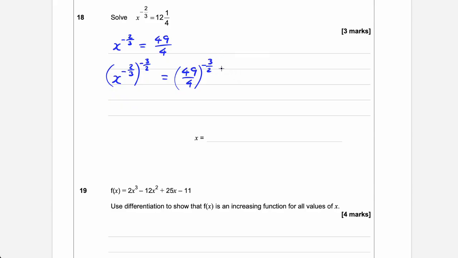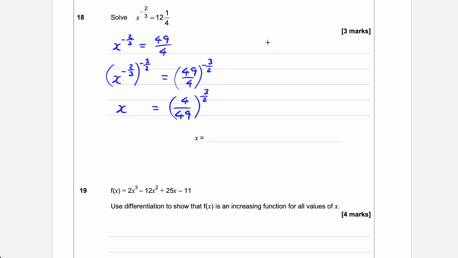Then I have to deal with the negative power here. So the left is x, and this is going to be a negative power, so I flip it, the reciprocal, 4 over 49 to the power of the positive power, which is 3 over 2. So now I just need to do 4 over 49 to the power of 3 over 2.